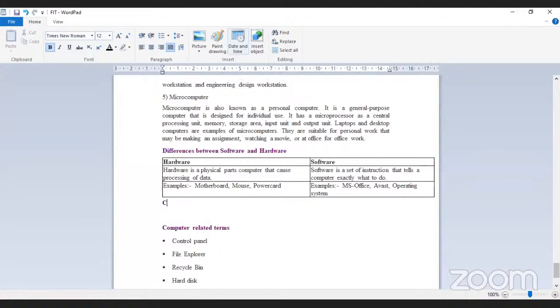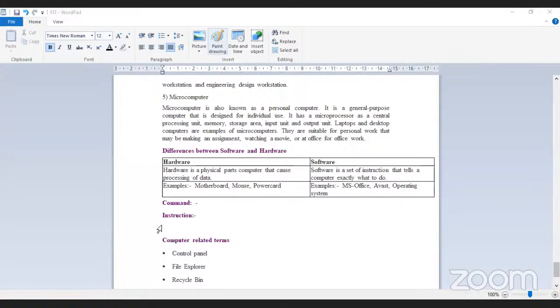My screen is not visible. Whoever is talking, please mute.